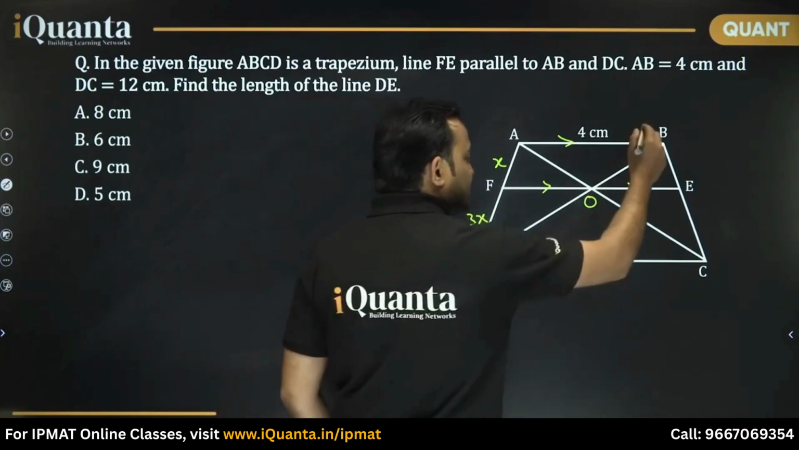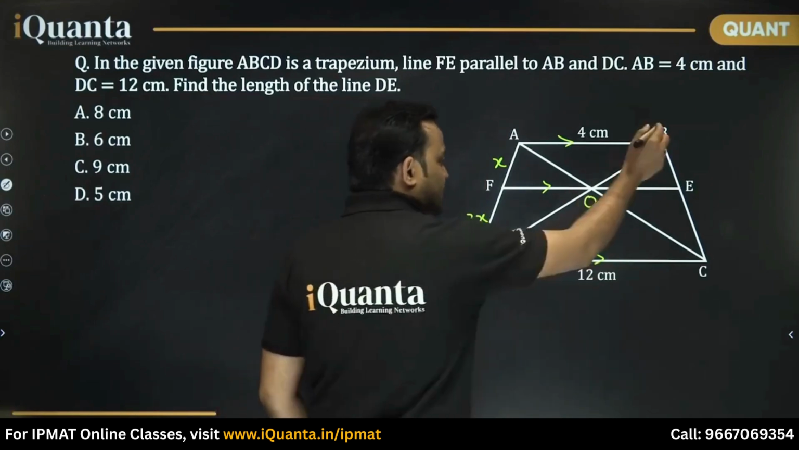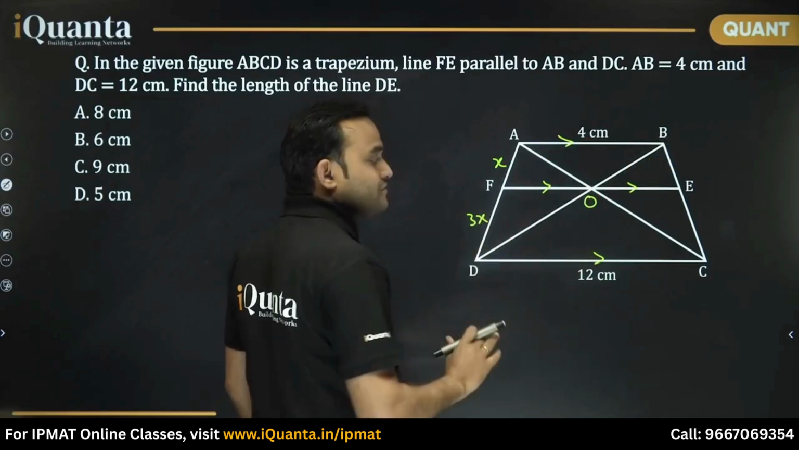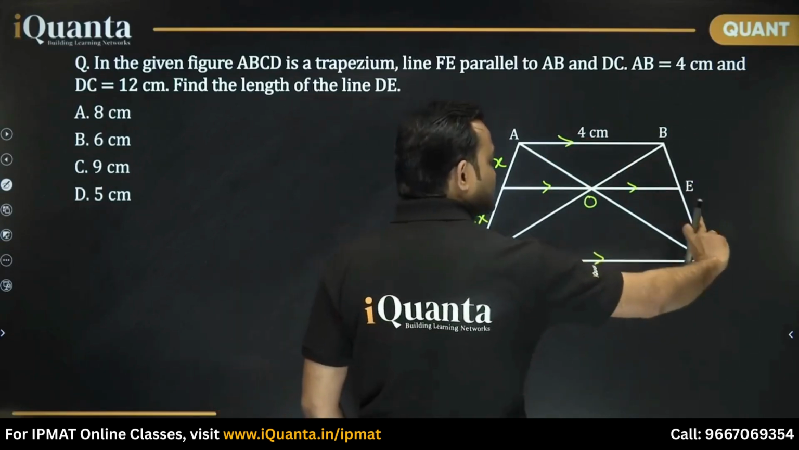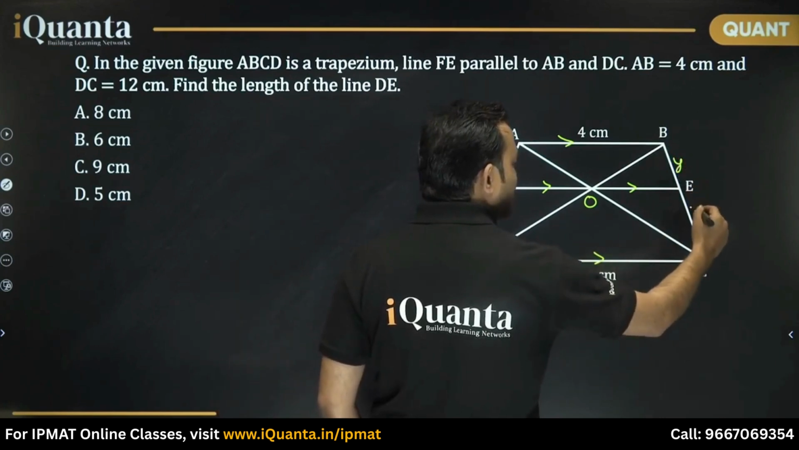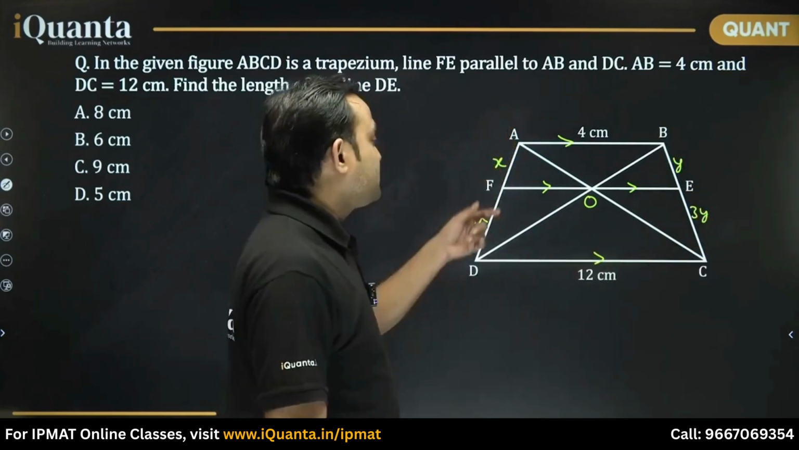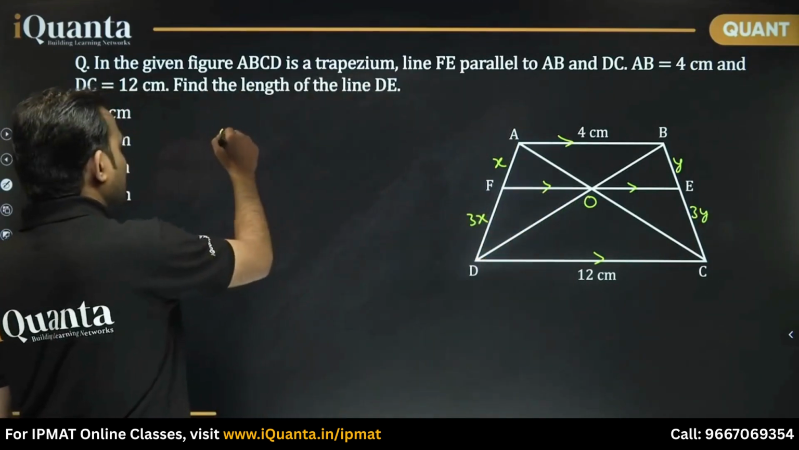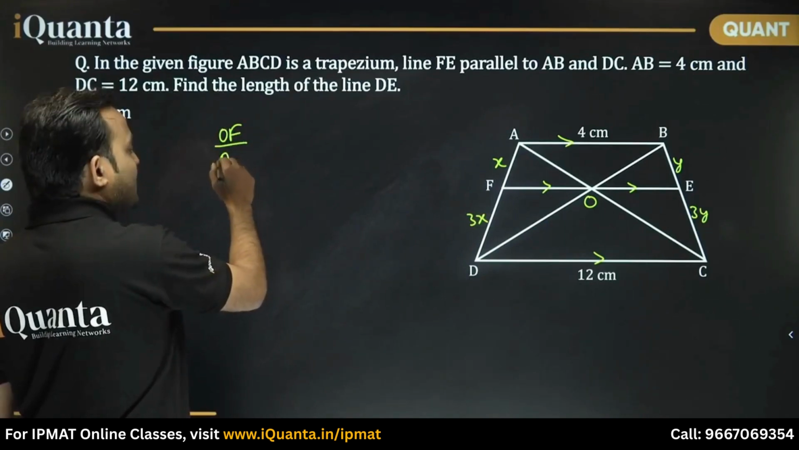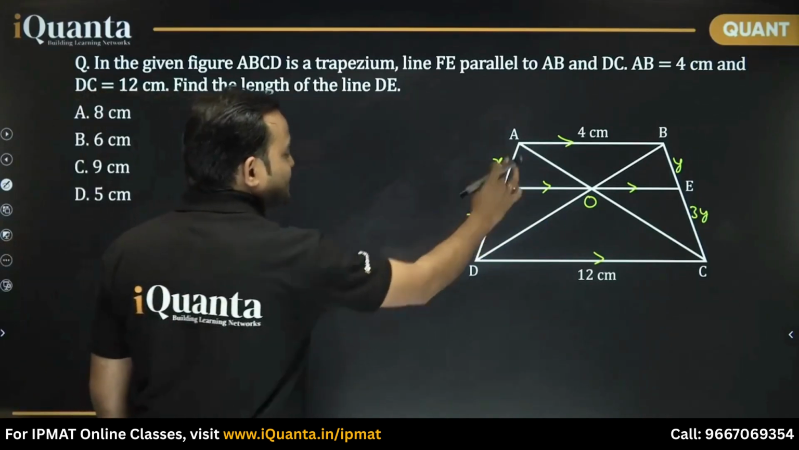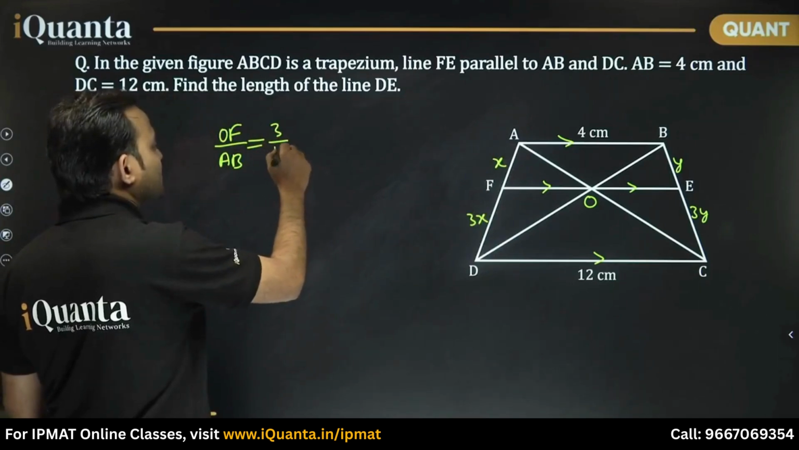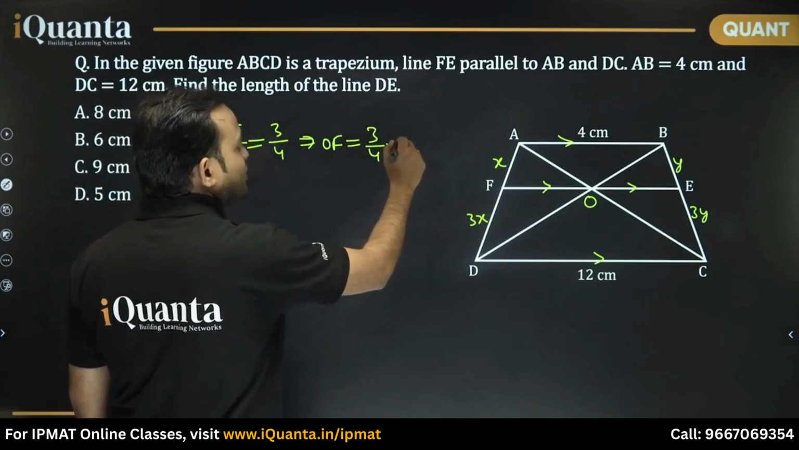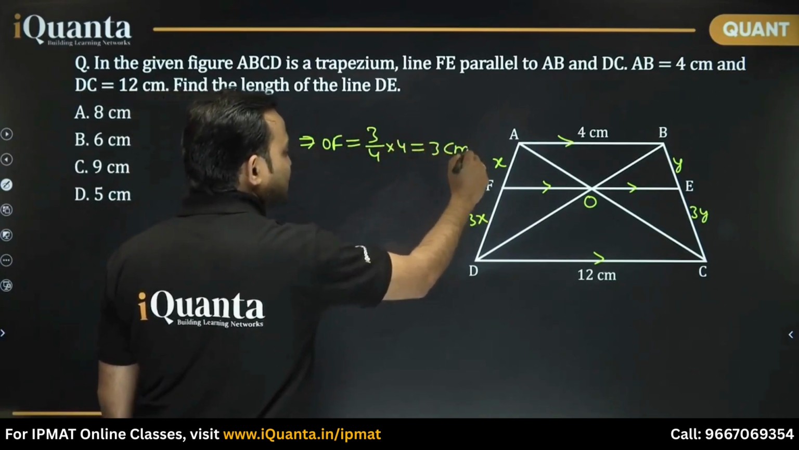Similarly, in triangle DBC, can we say OB is to OD is 1:3, so BE is to EC will also be 1:3. So if this is Y, this will be 3Y. So their bases will also be in the same ratio. So OF upon AB will be equal to 3x upon 4x, which is 3/4, or we can say OF will be equal to 3/4 into AB, which is 4. That will give us 3 centimeters.